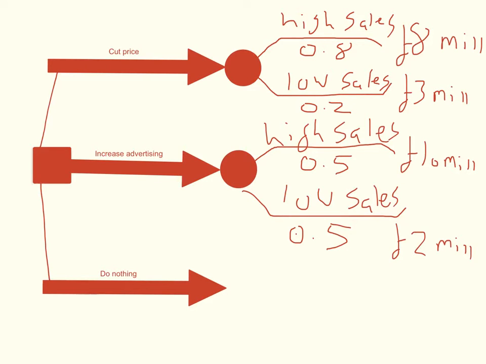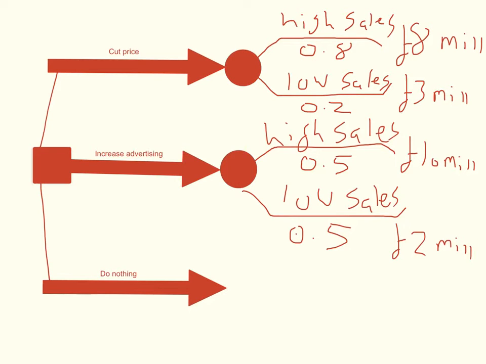If the manager makes the decision once to cut the price, so he makes the decision one time, there's an 80% chance that revenue will increase by 8 million, but there's a 20% chance that it might only increase by 3 million. This is the same concept for increased advertising. High sales might happen 50% of the time, which will lead to an increase in revenue of 10 million, but then there's a 50% chance that low sales might only lead to an increase in revenue of 2 million.